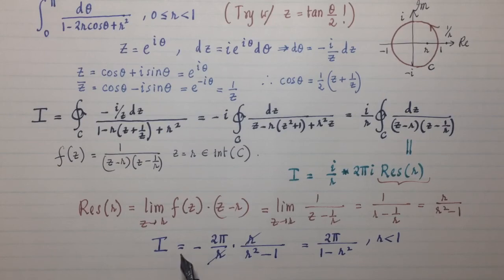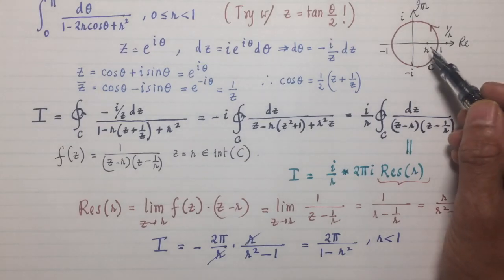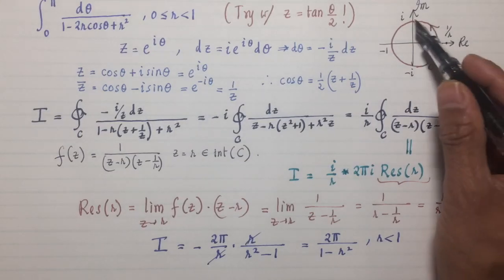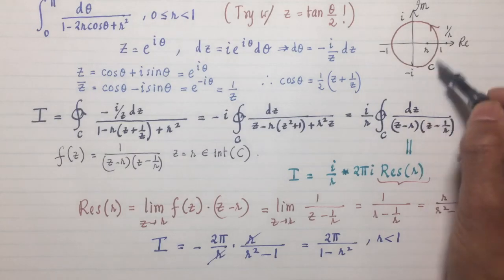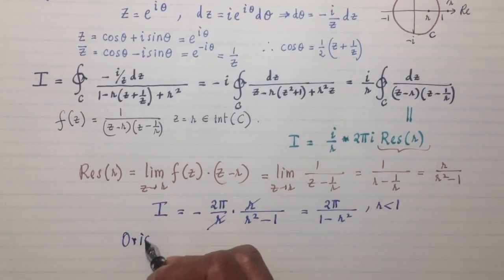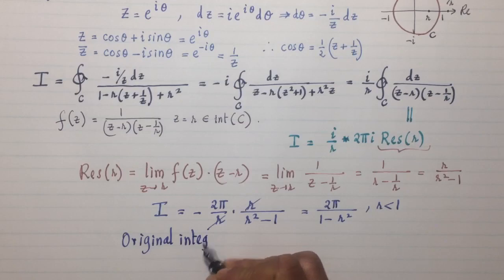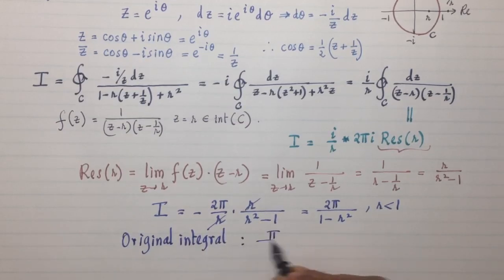Now the original integral goes from 0 to pi. Okay, this one goes from 0 to 2 pi. So we have to take half of it. So the original integral will end up being pi divided by 1 minus r squared.